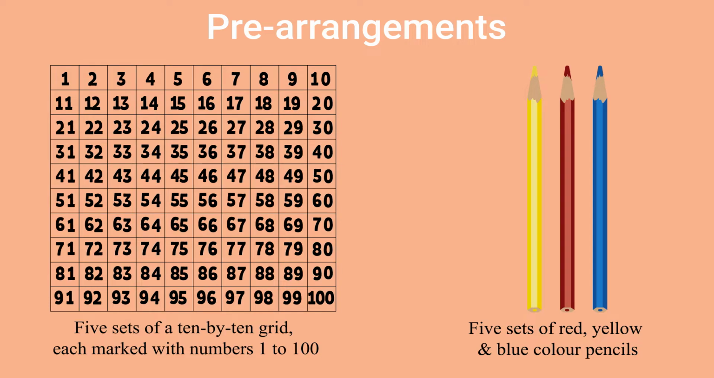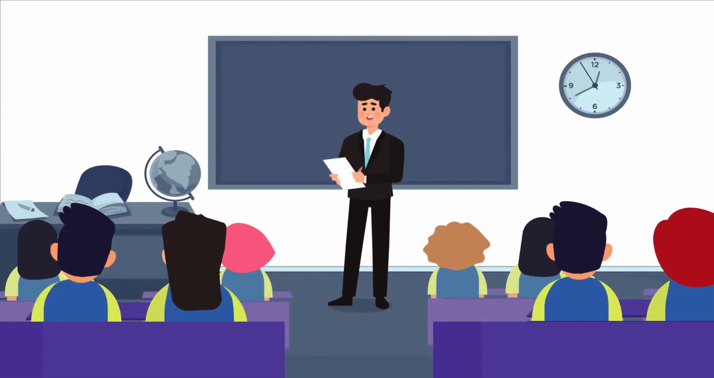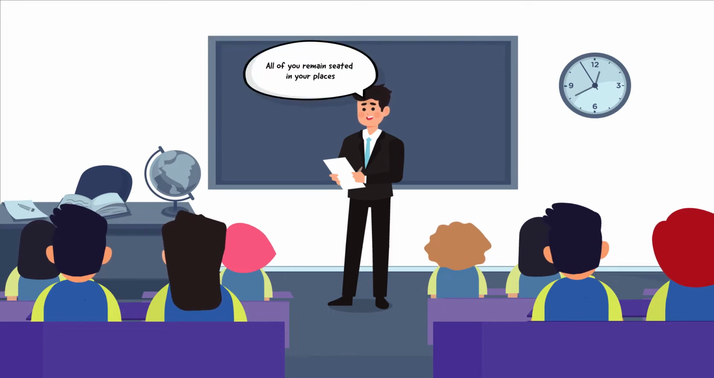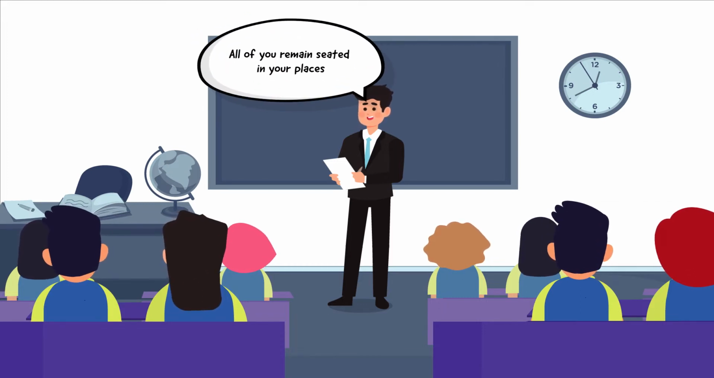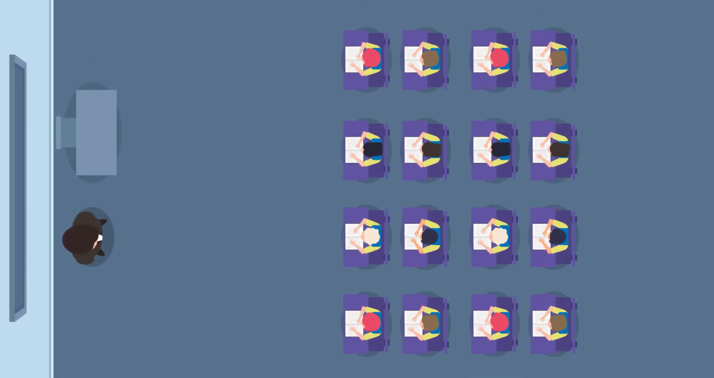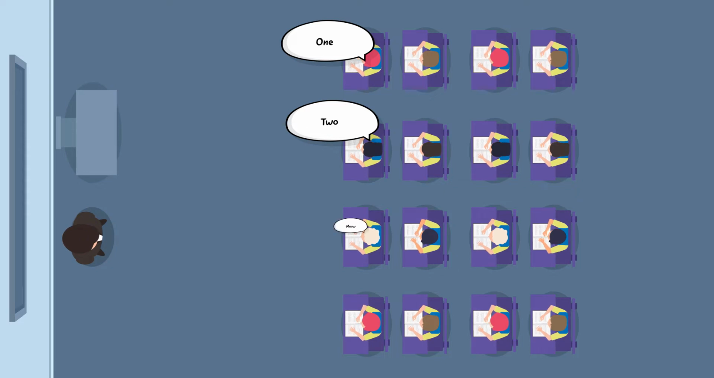Now, let's begin by informing the students that they will be playing an interesting game in the classroom. Ask the students to remain seated in their places and then start with the first row. The first student will have to call out the number 1. Then, the next student will call out the number 2. And after that, the third student, who is to call out the number 3, will say the word meow instead of the number.